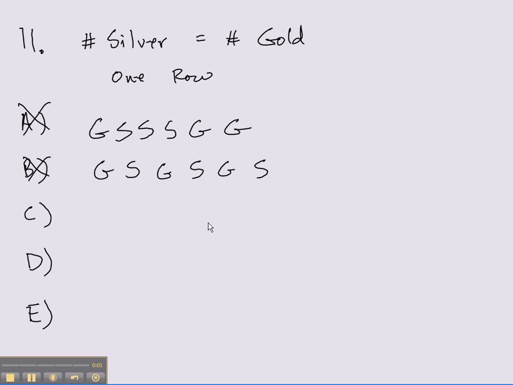Okay, we're back on practice test 2, section 7. Let's finish number 11. Part C, there are 2 adjacent silver coins in a row. That's not required. For the same reason, there might not be 2 gold coins in a row. If we have 2 adjacent silver coins, then somewhere along the way we must also have 2 adjacent gold coins.